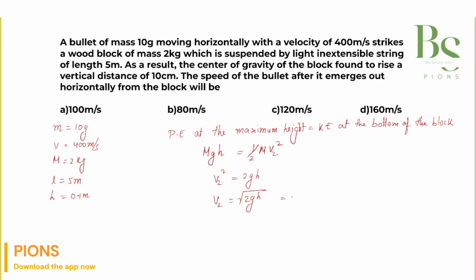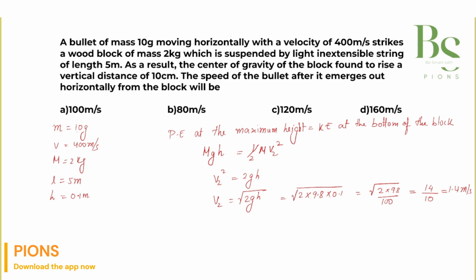How much height is attained by this? 2 into g, g is 9.8, into h is 0.1. So that can be written as 2 into 98 into 1 by 100. So 2 into 98 is 196, and the root of 196 is 14, divided by 10, which is 1.4 meter per second. So this is the velocity of the block when it reaches that particular height.